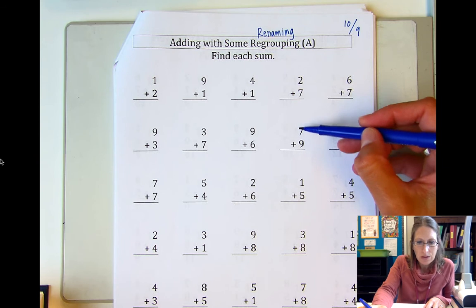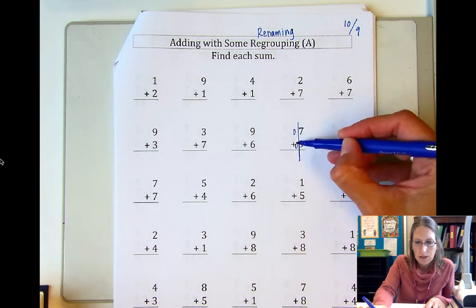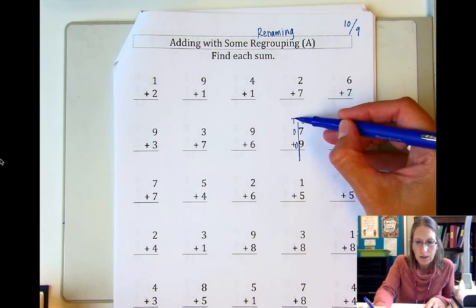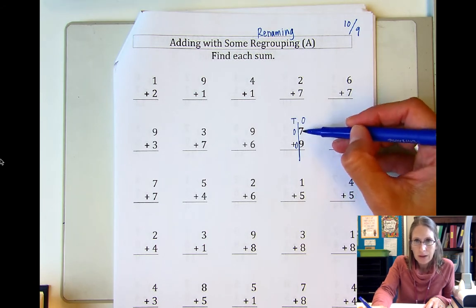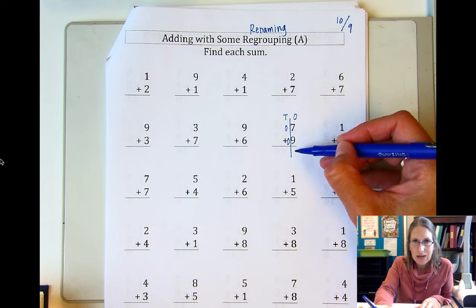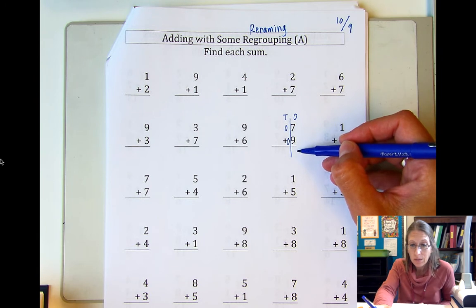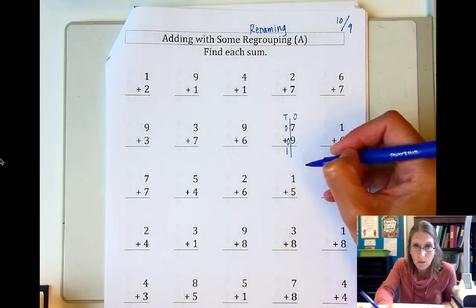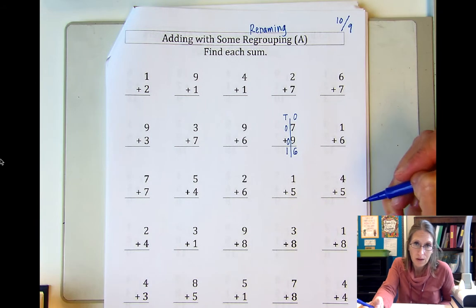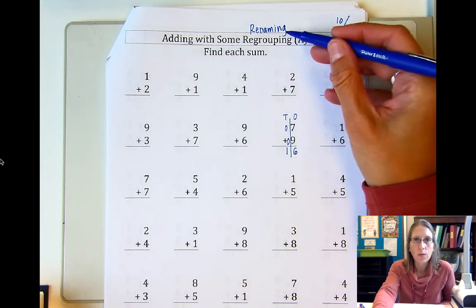So for example, this one, if I drew my lines here and I was thinking about, oh, here are my 1s and here are my 10s, if I have 9 plus 7, I know that's 16. Can I put 16 here in the ones place? I can't. I can only put one digit. So what I'm going to do is I'm going to put 1 ten over here and then the 6 ones here. Okay, so that is what they mean by regrouping or renaming.